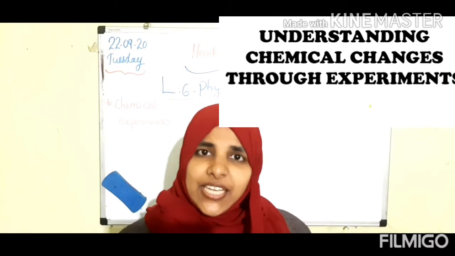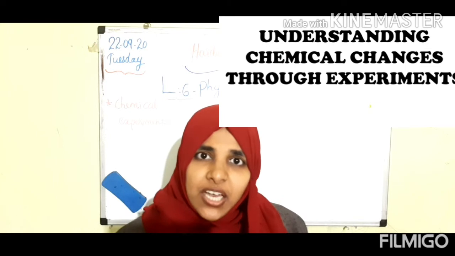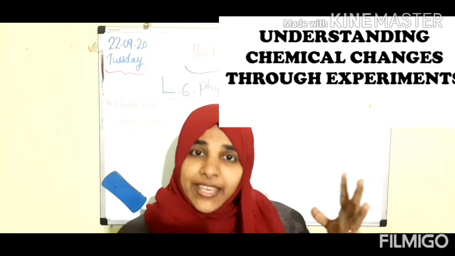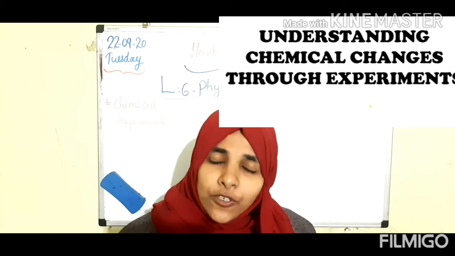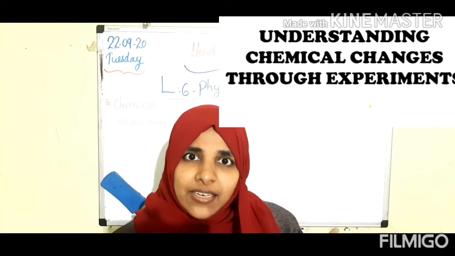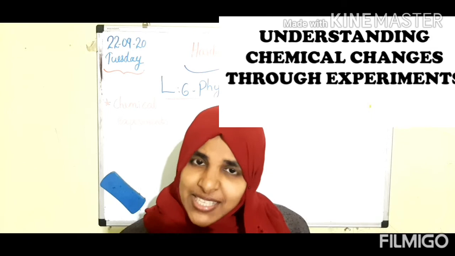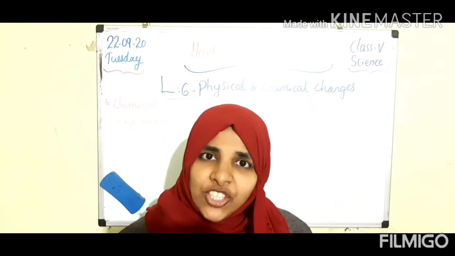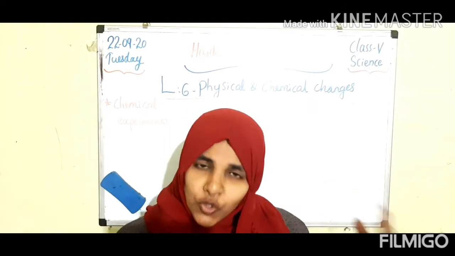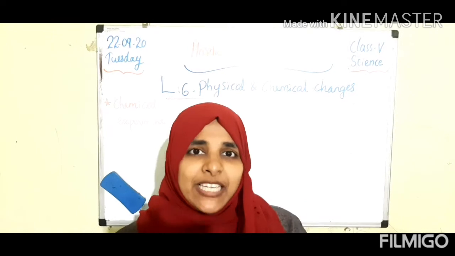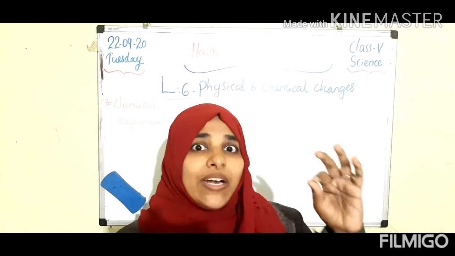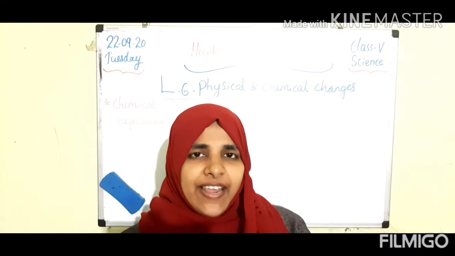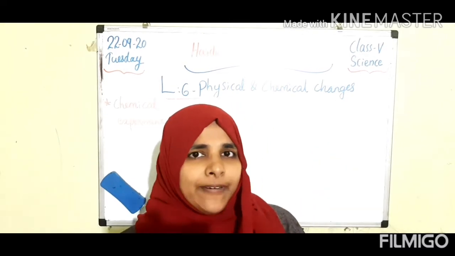In those changes, can you see any product? We already said that chemical changes mean they give some new products. But in photosynthesis, can you see it? In digestion, can you see the products of the chemical reaction? No, right. So today I am planning to show some experiments. From that you can clearly understand what a chemical reaction is and what product is formed there.